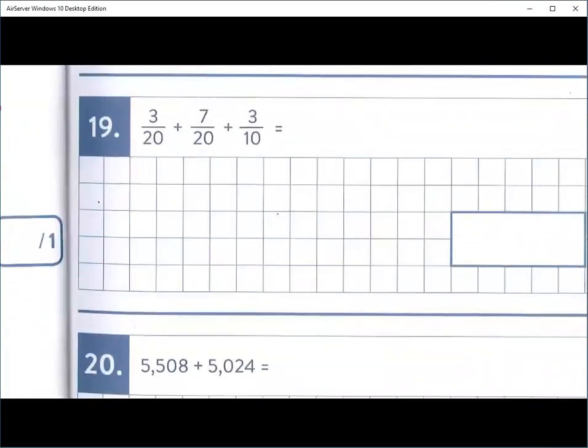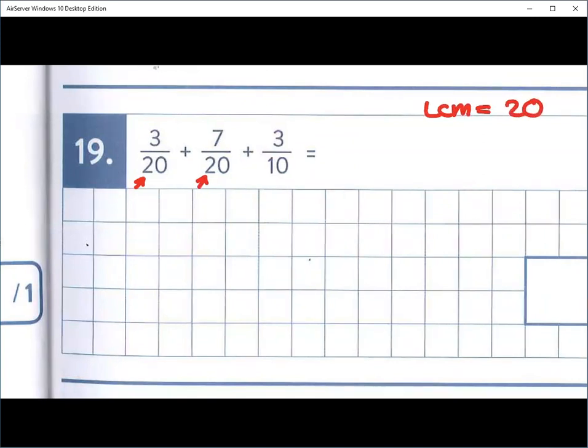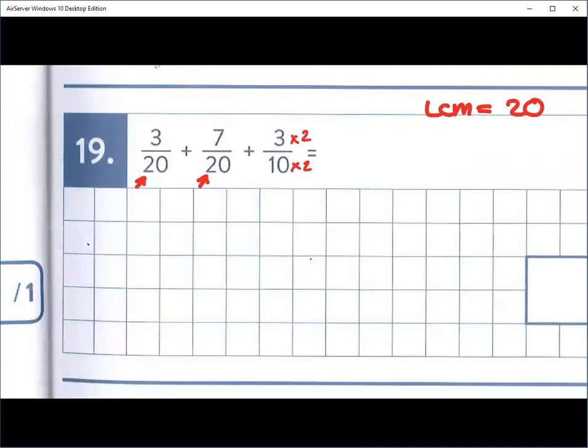Okay, question number 19. We've been doing fractions recently. We've done a whole module on fractions. Let's go. Do this question for me. Which is the easiest way to do the question? First you need to make the denominators the same. For the 10, you need to times it by 2. So you times that by 2. And if you times the bottom by 2, what do you do to the top? You have to do the same with the numerator. So we have 3 over 20 now, add 7 over 20, add 6 over 20.